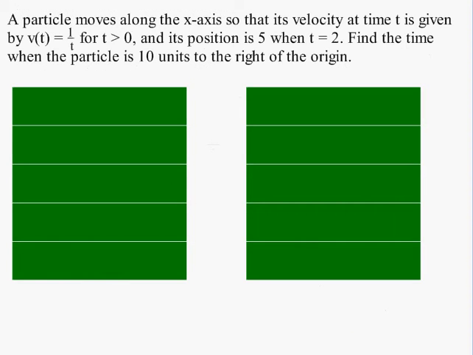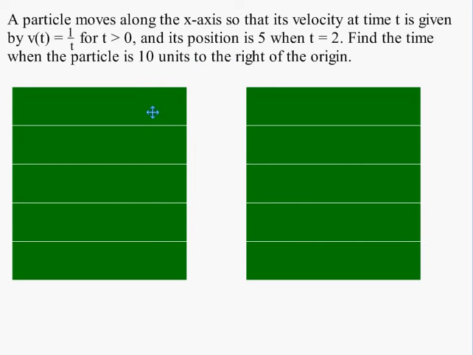And our last example, this time we're given a velocity function. The velocity is 1 over t when t is greater than 0, which just means from that time forward it's not going back in time. Its position is 5 when time is 2. Find the time when the particle is 10 units to the right of the origin. Well, that's telling us a position. So we'll need our position function.